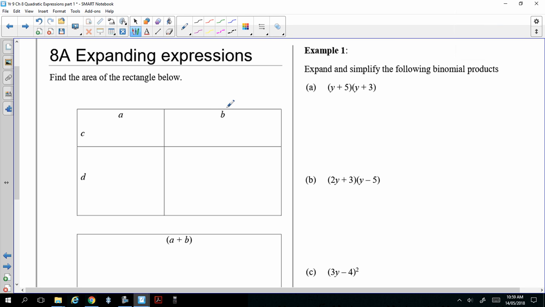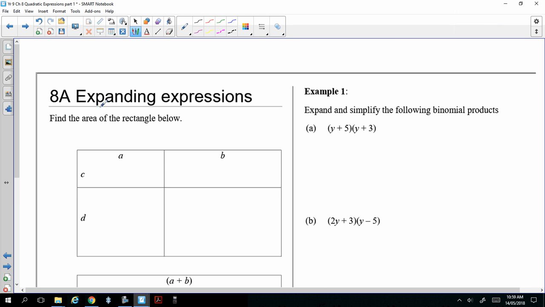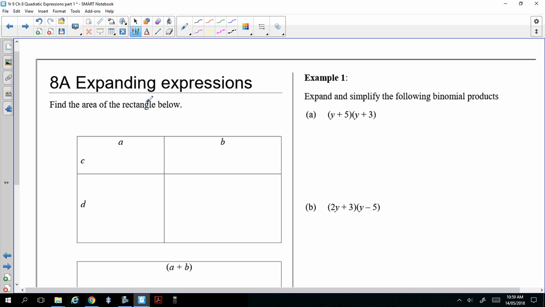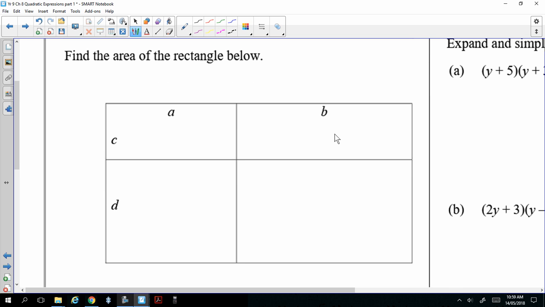We're going to start a new topic called quadratic expressions. The first part involves expanding expressions. So we're going to learn how to expand these expressions. The way to do that is to look at a shape that's familiar to us, which is a rectangle. So we're going to find the area of this rectangle below.